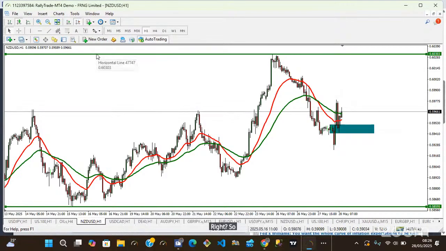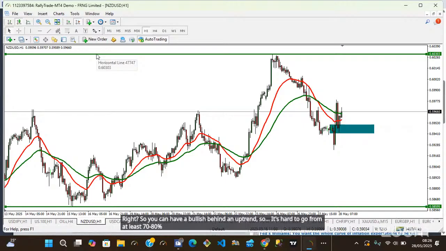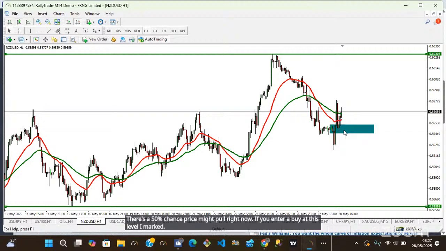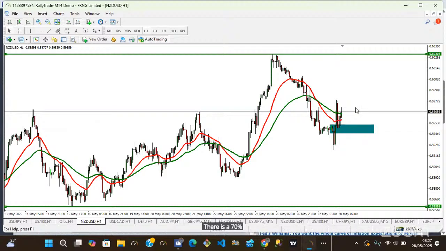So looking at being bullish. We are in an uptrend. So it's hard to go wrong. At least 70, 80% odds is in our favor. The only 30% is for you to find your entry point. That's all. Find your entry point. I can tell you for free that if you enter a buy, even at current market price, there's a 50% chance price might go right now. If you enter a buy at this level I marked, there's a 70% chance price might go right now.